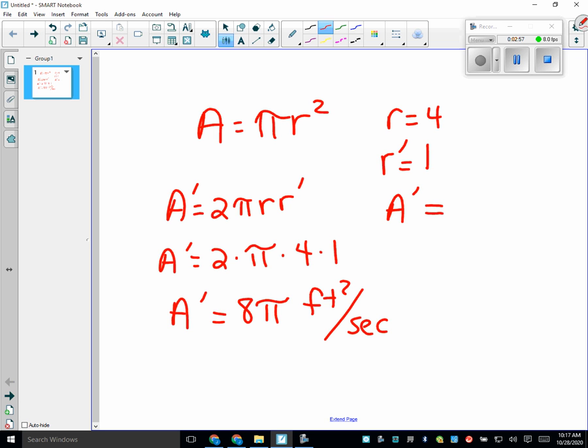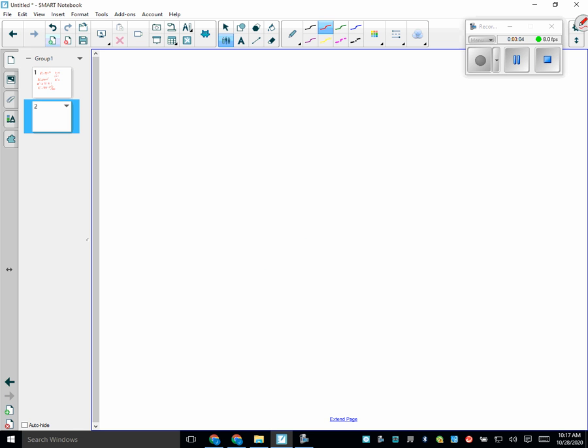Okay, let's go to the second page. Water runs out of a conical tank. Cone. Oh, I thought it was just a fancy word. Conical. Think of a cone. There's my tank. Water's coming out of it. All right?